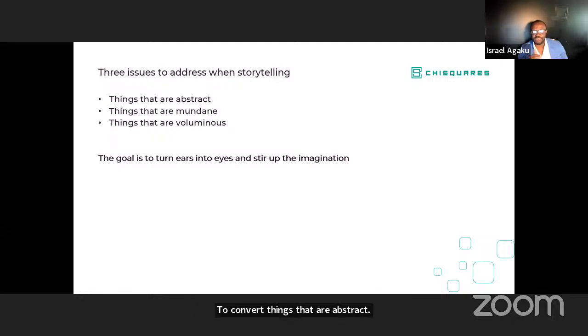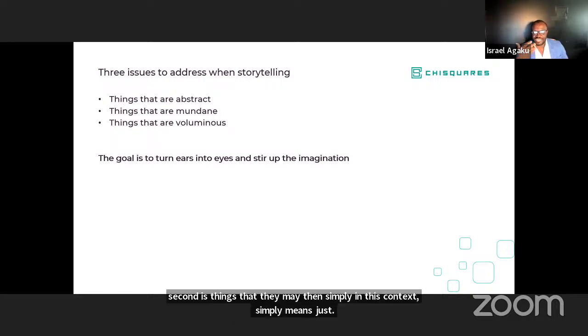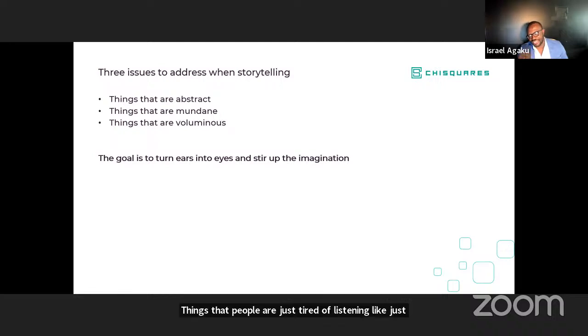The second is things that are mundane. Mundane simply in this context means things that people are just tired of listening to, like tired expressions or tired data points. And then you bring your extra data point once more, and people have heard this thing a million times, right? So the question is, how do you present information that is familiar and a bit mundane, for lack of a better word, in ways that are fresh and novel and exciting, right? So the information itself may not necessarily be new, but how then do you convey that in a way that is new and interesting? And then thirdly, the third challenge to address is things that are voluminous.